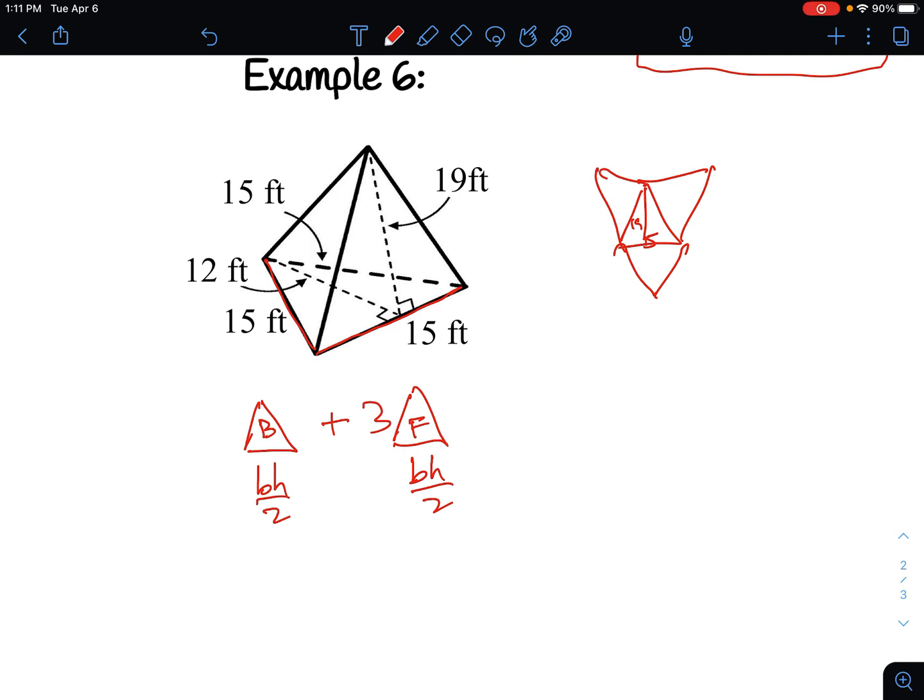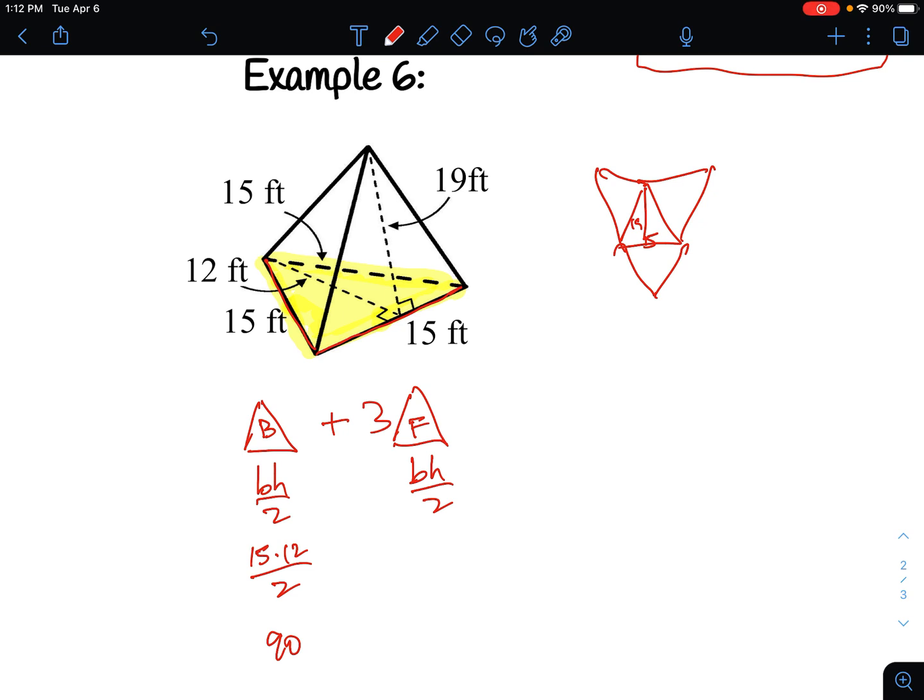Let's get our information. Let's look at my base. Here's my base right there. It's on the bottom. So what is the base and height of my base? Here's the little right angle. The base is 15 and the height looks like it is 12. So 15 times 12 divided by 2 is 90.